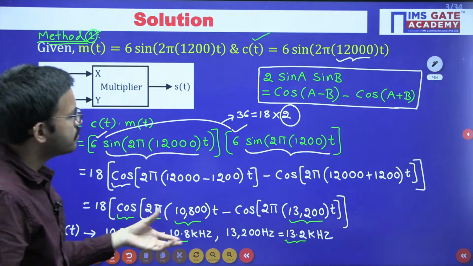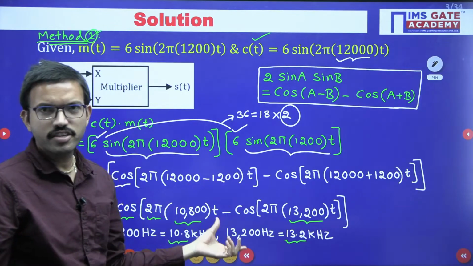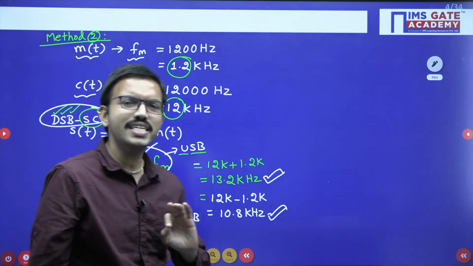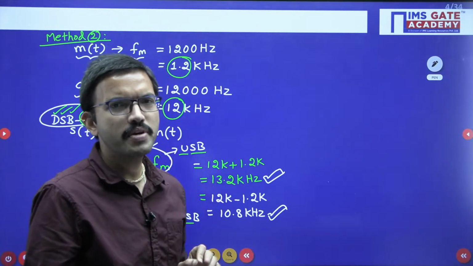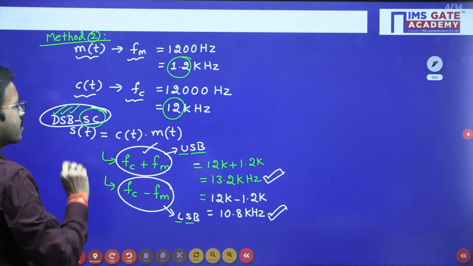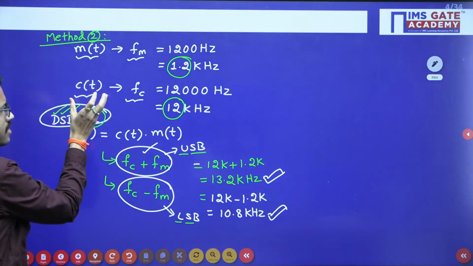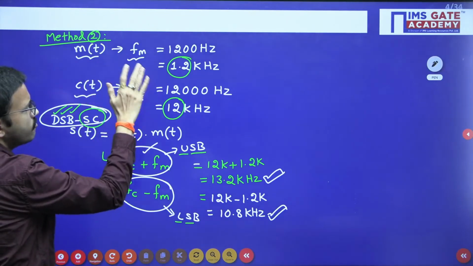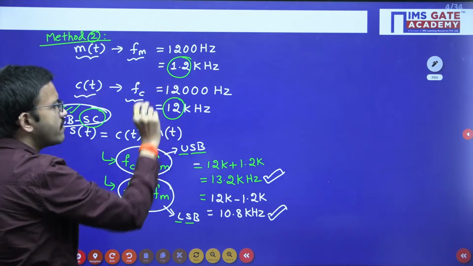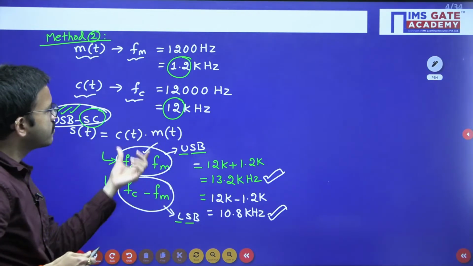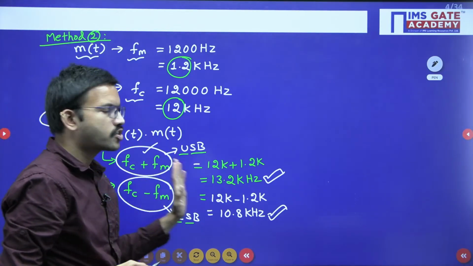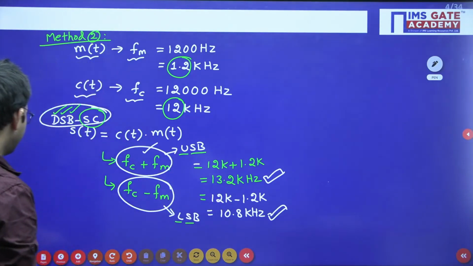For understanding purposes, I have discussed the mathematical derivation, but you can follow this method for solving any DSBSC question. I am giving a simple conclusion point. Whatever the modulating signal and whatever the carrier signal you have, each signal has a corresponding frequency, right? Whatever frequencies you have, you add them, and you subtract them, that's all. So you get those two frequencies, right?